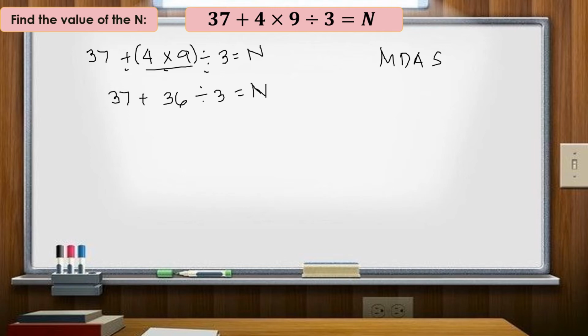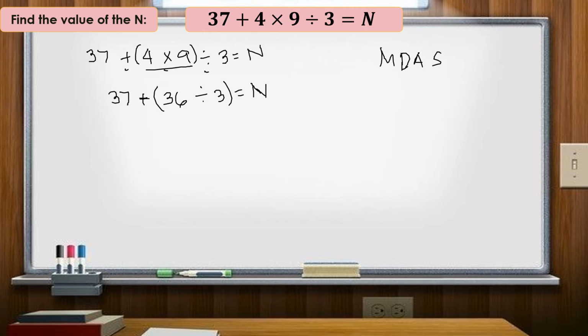Again, you can close the parenthesis, and you can underline it: 4 times 9 equals 36. So, in this case, the next operation that we need to include is division. Why division? Because in MDAS, division comes before addition. So, we need to do division first.